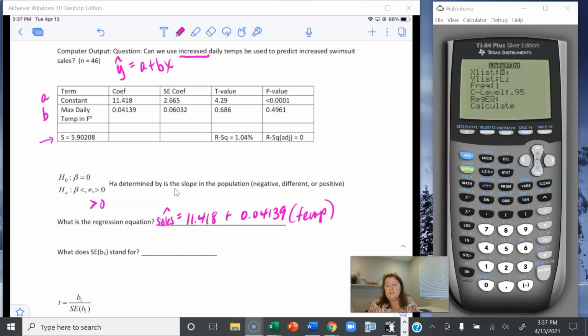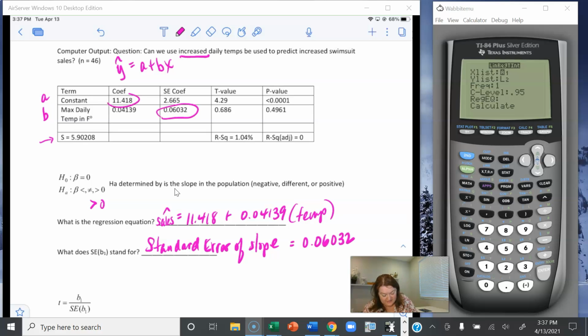So it says, what does SE sub B1 stand for? So this is the standard error of the slope. And in our case, it's going to equal 0.06032. So we have now looked at these three numbers off the table. So it's not a shocker that if the 11 is the y-intercept, then the next is the y-intercept's standard error, okay?